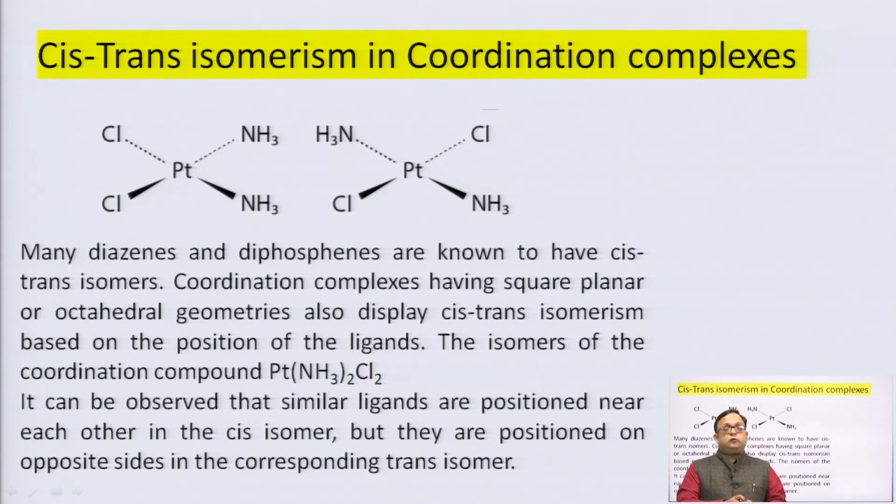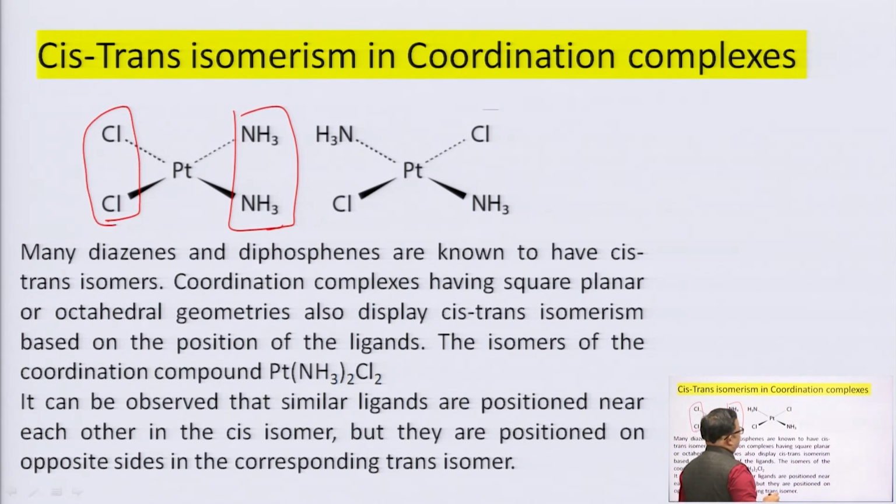Now, what can be observed is that similar ligands are positioned near each other. If similar atoms or similar substituents are present near to each other, they are considered cis. If they are positioned opposite, they are the corresponding trans isomers. So, here we can see that the similar atoms, the amine groups NH3, are present near to each other, and the chlorines are present near to each other. It is representing the cis.